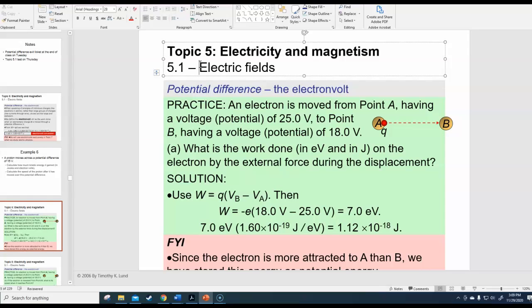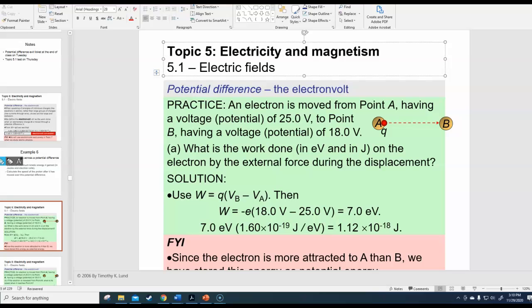Okay, and then this example, I feel like we've already done this example. It says an electron is moved from point A having a potential of 25 volts to point B having a potential of 18 volts. What is the work done on the electron by the external force during the displacement? When it says by the external force, it's talking about the work done by the electric field.